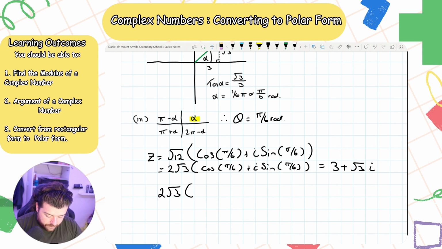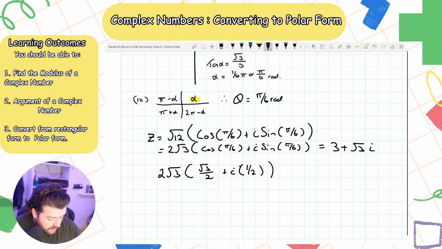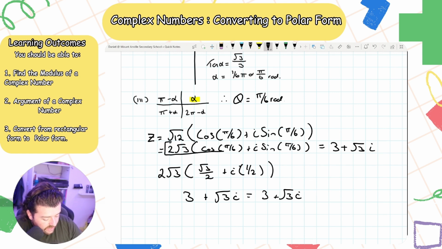Cosine pi over 6 is equal to root 3 over 2, plus i sine pi over 6 is equal to a half. I multiply in, and I get here 2 root 3 times root 3 over 2. That will just be equal to root 3 times root 3, which is going to be equal to 3. 2 root 3 times a half is just going to be root 3i. So there you go. I have proven the left-hand side is equal to the right-hand side. So my final answer is this here. This is polar form.